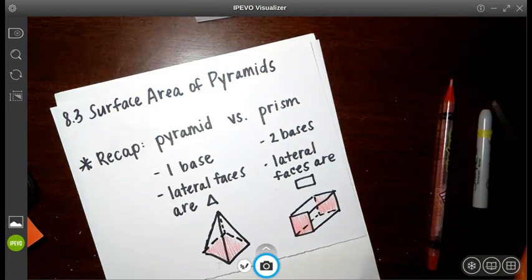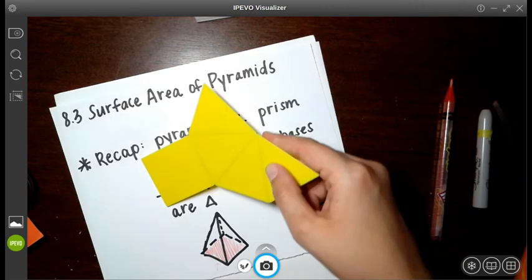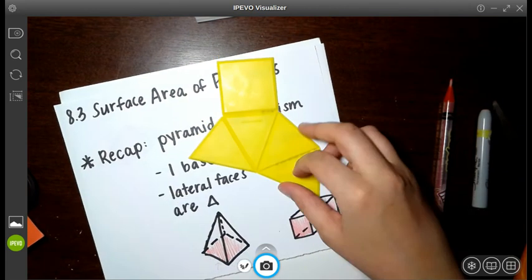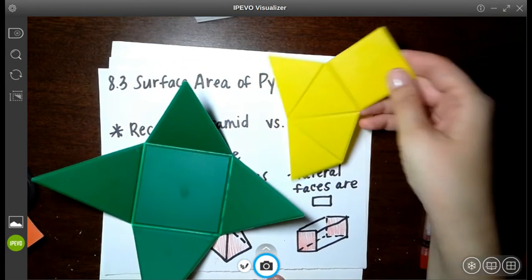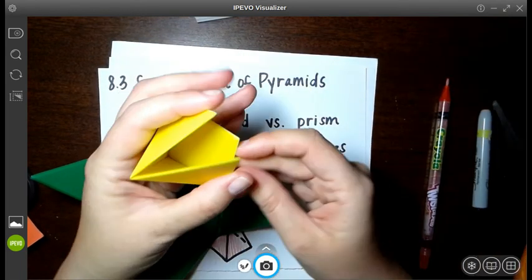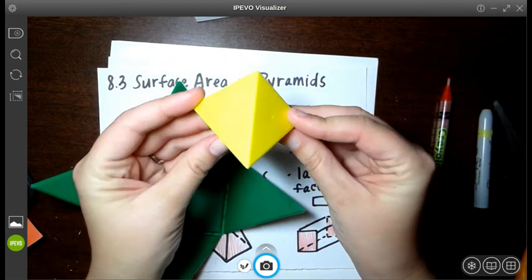Here is another net of a square pyramid. Notice these will make the same shape, but this net is just a little bit different. Here's the base, and here are all of my lateral faces.